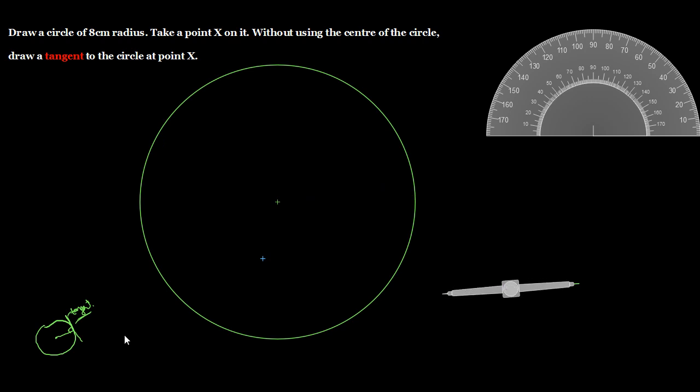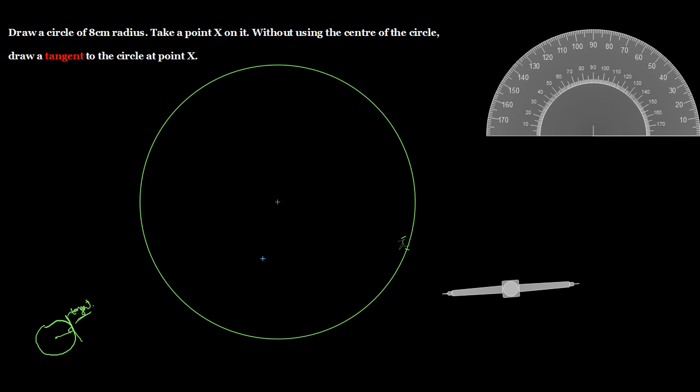So according to that, take a point X on the circle. So I'll take a point somewhere here. That's my point X. Let's take this as my point X. So now we need to draw a tangent, just thinking that there is no center.